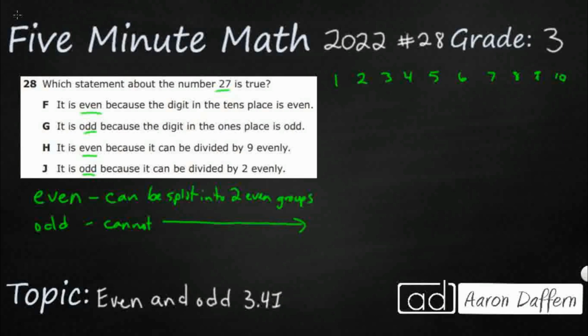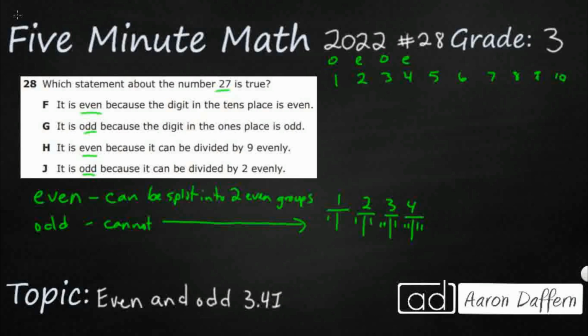So number one, if I were to try to draw a little group of one, I can only put one right there. So there's two groups and they're uneven. So one is odd. But watch, if I were to do two, I could put 1 and 1. And that makes it even because I can split it into two even groups. So 3, I can do 1, 2, 3. But they're uneven. It's a group of 2 and a group of 1, so that's odd. And 4, go 1, 2, 3, 4. Two even groups of 2, so it's even.